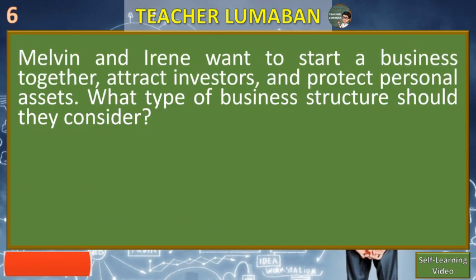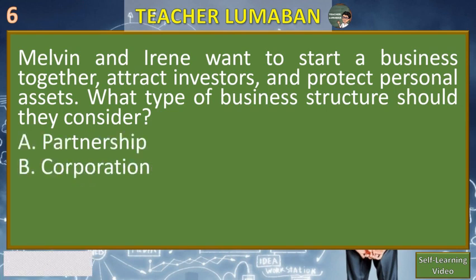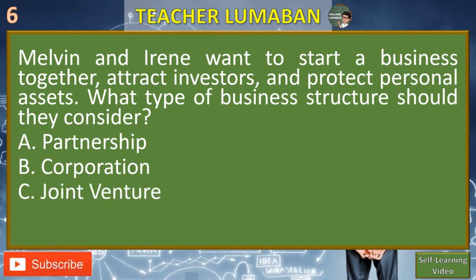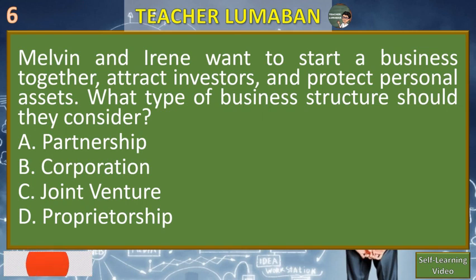Melvin and Irene want to start a business together, attract investors, and protect personal assets. What type of business structure should they consider? A. Partnership. B. Corporation. C. Joint venture. D. Proprietorship.